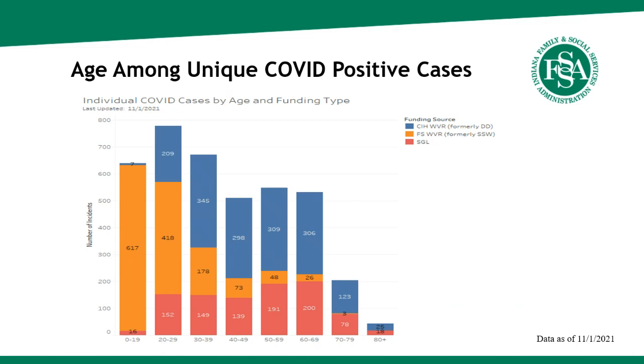For the CIH, again, 1,688, family support waiver 1,363, and SGL 943.